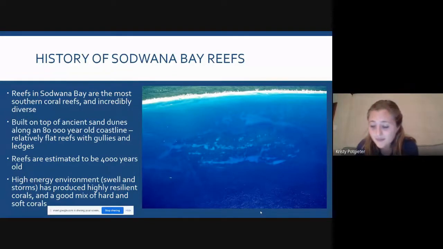So just going back to that diversity of Sodwana Bay, just to give you an idea, the Great Barrier Reef in Australia has roughly 1,800 species of fish, okay? Sodwana Bay has around 1,200 fish species, yet it is 1/10 the size of the Great Barrier Reef. So we have an incredible amount of diversity packed into a really small area. So it means that we're really, really lucky to be able to dive here.